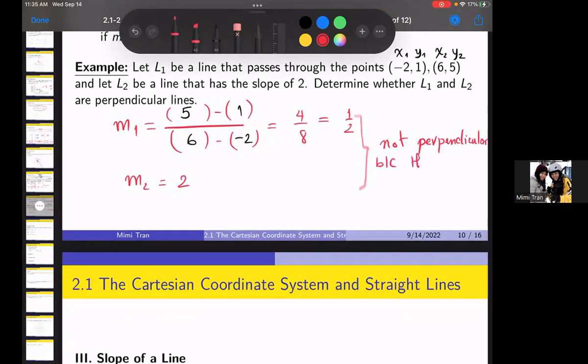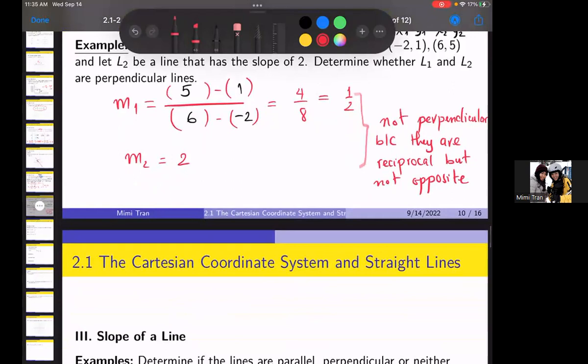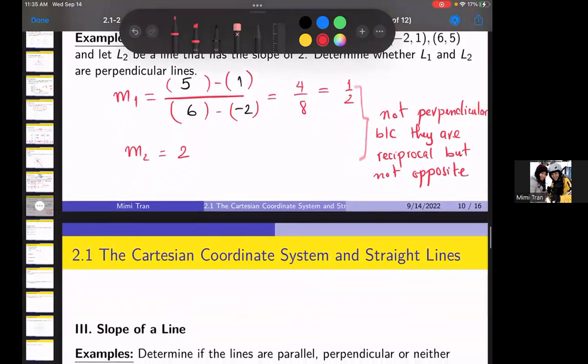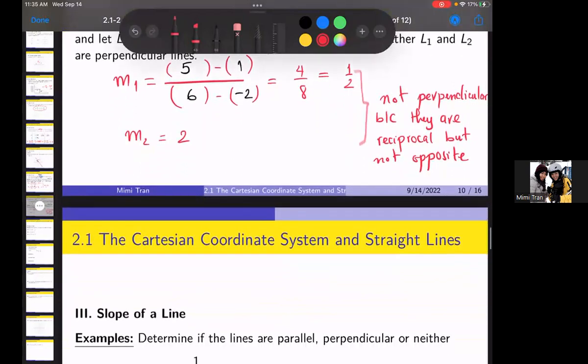Because they are reciprocals. You can say they are flipped. But not opposite. So neither. They're not even parallel.